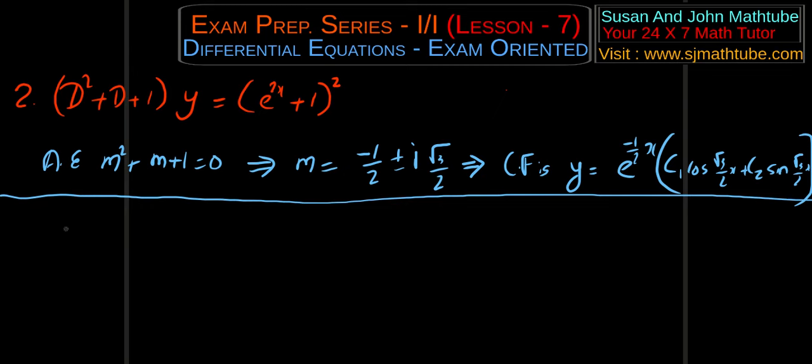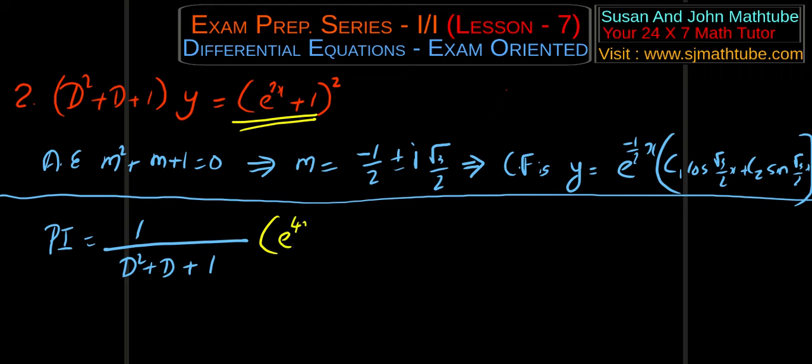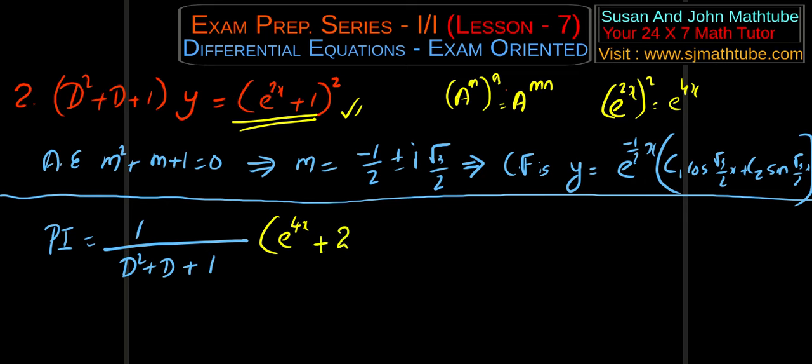Now the main part. So the PI is equal to 1/(D² + D + 1) of the right hand side. And what's the right hand side? This quantity, and I'm going to expand it. (a + b)² = a² + 2ab + b². What is (a^m)^n? Yeah, a^(mn). And that implies (e^(2x))² will be equal to e^(4x). I'll repeat, I'm going to use (a + b)², and that is how I got this, plus 2e^(2x) plus 1.